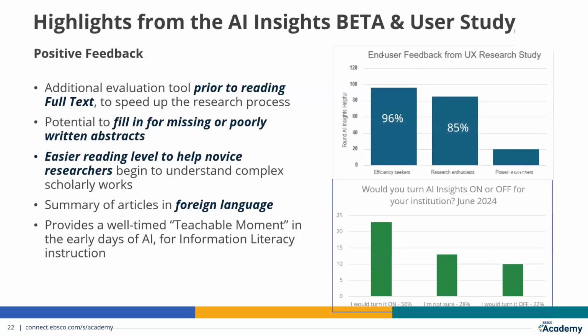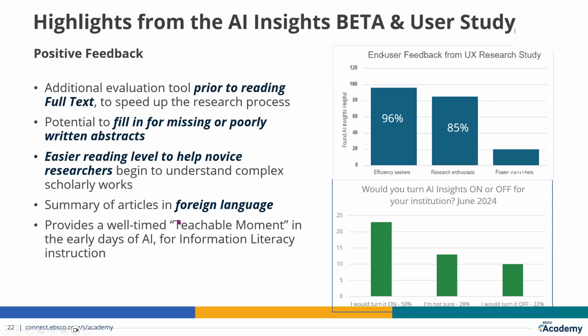This is just some highlights from our beta rollout. Interestingly enough, efficiency seekers, 96%, research enthusiasts, 85%, but our power researchers down in the 20%. So for efficiency, really, really good. 85% for research enthusiasts as well.